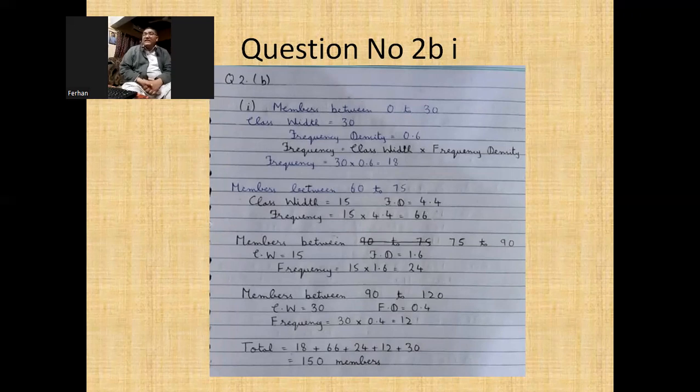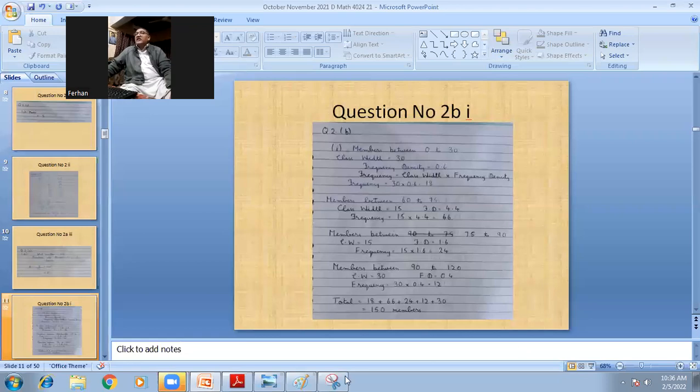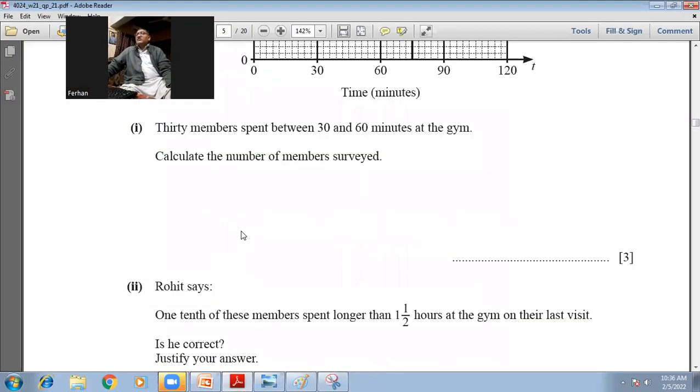So the total frequency will be, you add up all the frequencies and that will be 18 plus 66 plus 24 plus 12 plus 30 and that will be 150 members. So total members surveyed are 150 members. I hope you understand. That is question number 2 and it's B part. Okay. So now let's move to the next part.